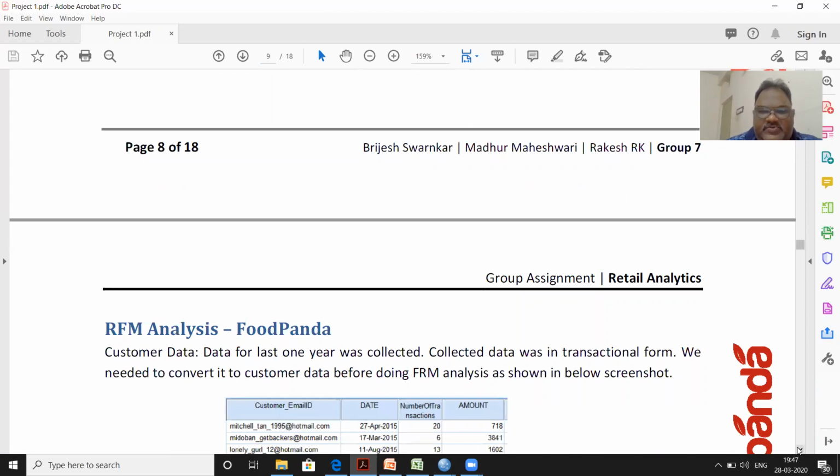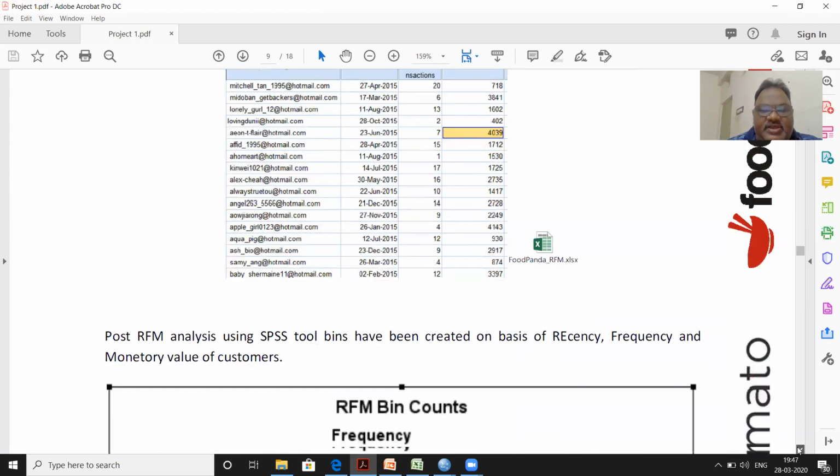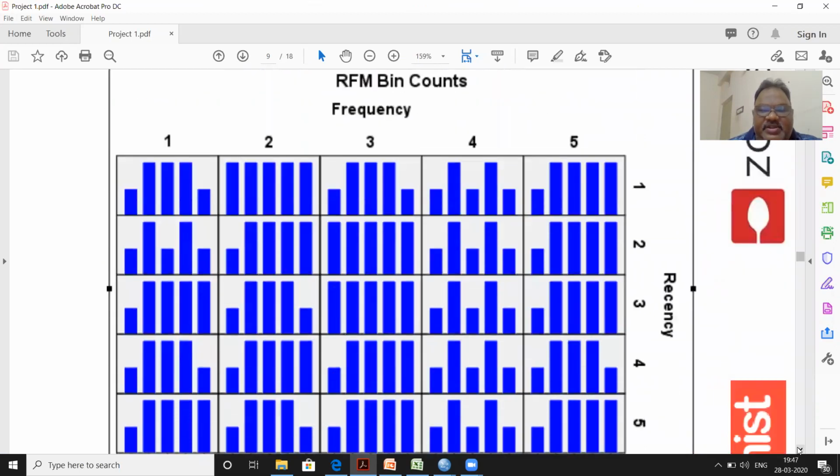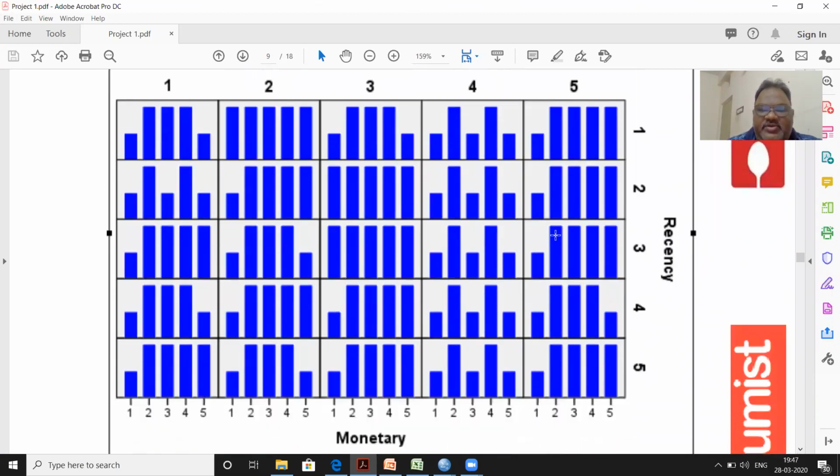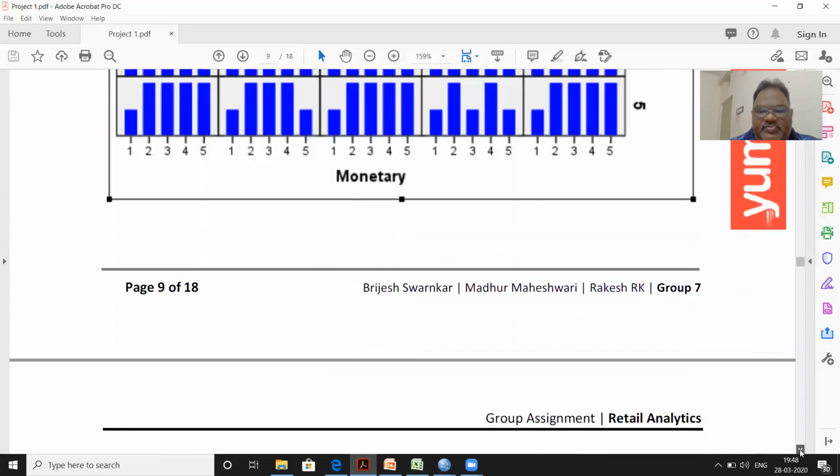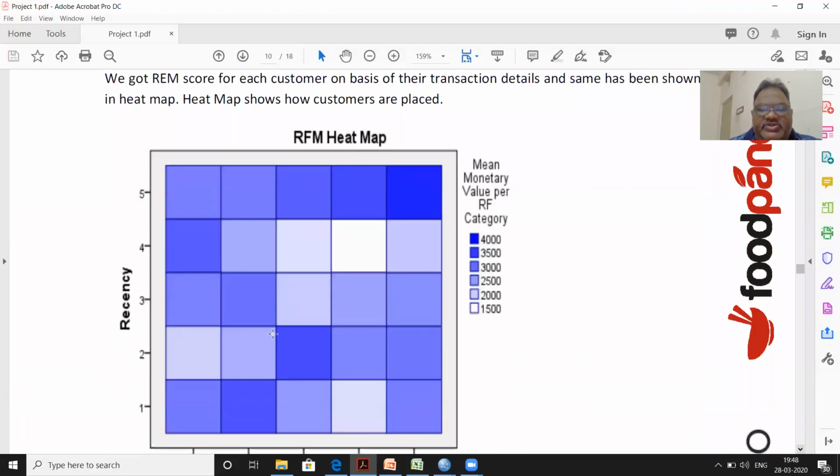Okay, this is the RFM analysis of Food Panda. They got the results, and this is the RFM bin count. We have seen that Food Panda has a very good score because most of the spenders are high spenders. These are the 5 values. This is the recency value 5, and this is 5, this 5, this 5. And I found this is a very good score for Food Panda. Again, you see the heat map, it's scattered, and you find that the average monetary is 4,000, and this indicates that customers are well placed.